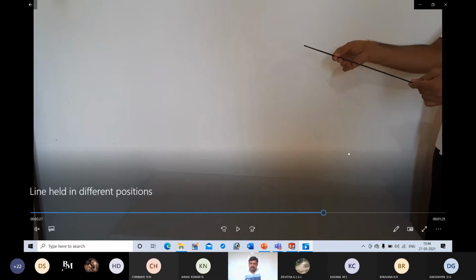Okay, in this case, the top view will have true length because it is parallel to HP. The view on HP, that is the top view, will have true length, whereas the front view will have false length. It will have reduced length because of the inclination of this line with VP.